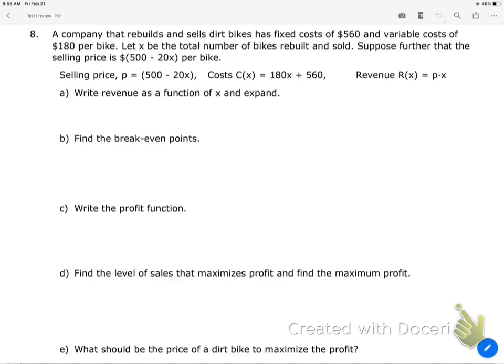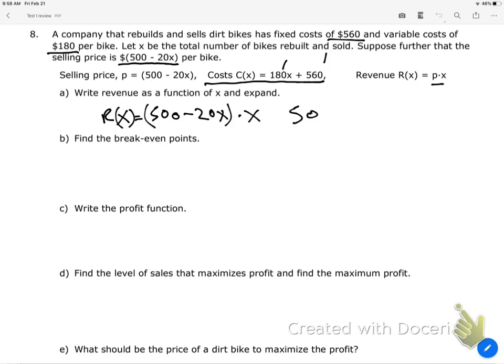Here's that bike question we did in class. It's already given us the costs of the fixed and the variable. There's the fixed, there's the variable. If this is the price of the bike, remember revenue is price times the amount of bikes sold. So here we go. The revenue equation is the price, which is 500 minus 20x, times x, which is 500x minus 20x squared. There you go. That's the revenue equation.